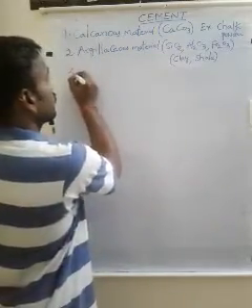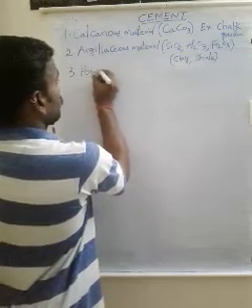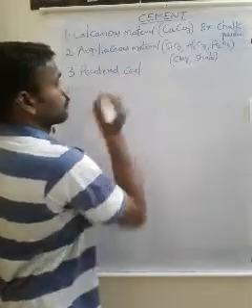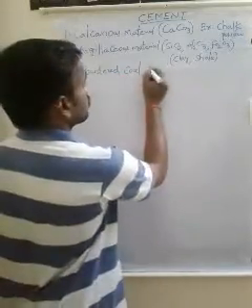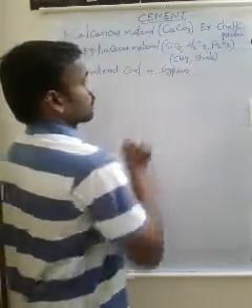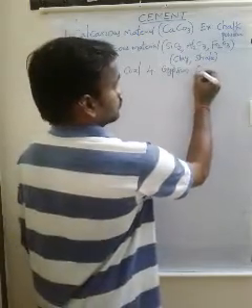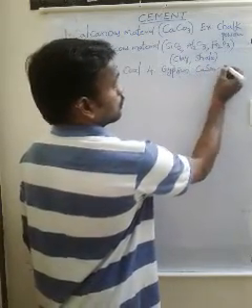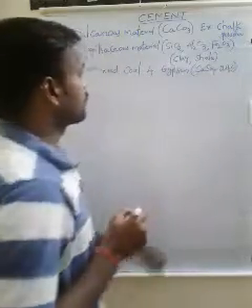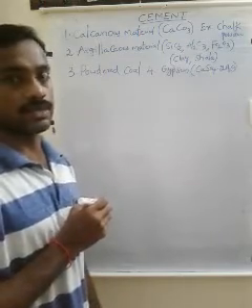Next raw material, powdered coal. Next one, gypsum. Hydrated calcium sulfate, CaSO4.2H2O is called gypsum. These four are the raw materials for the manufacturing of cement.